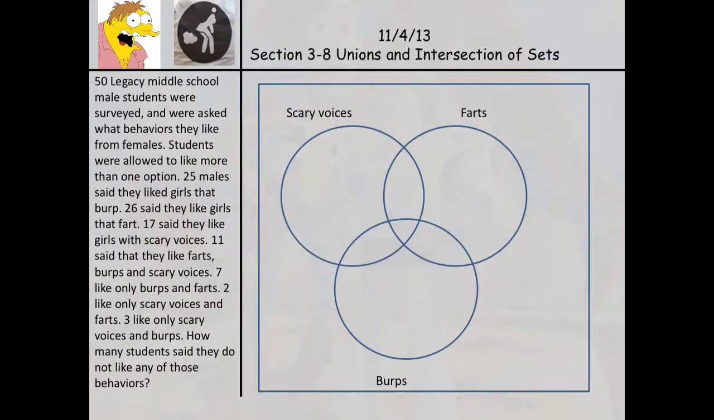So we're going to look at the problem that we looked at before. One way you can solve this is with a Venn diagram. This Venn diagram has 3 circles with the 3 categories of things that male students at Legacy Middle School like. So I have a circle for scary voices, a circle for farts, and a circle for burps.